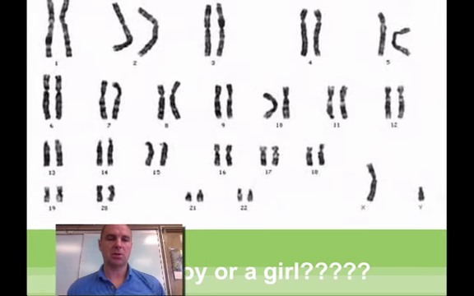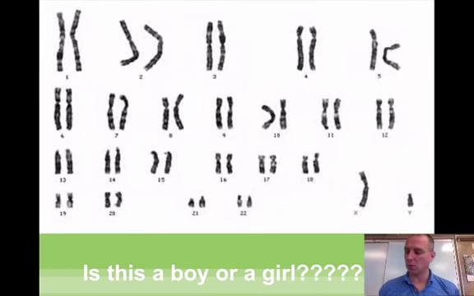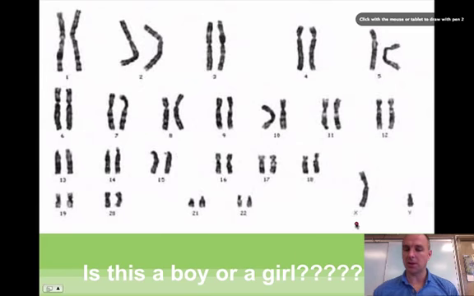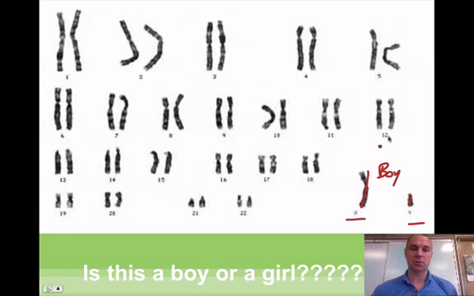Alright, so can you look up here and tell me if this is a boy or a girl? You're going to have to do this on the test, and you will look right down here at the bottom. It has one long one and one short one. That means it's a boy. How many chromosomes do they have? You could go through and count them, but I can look and they've got equal numbers, so they got 46 chromosomes.